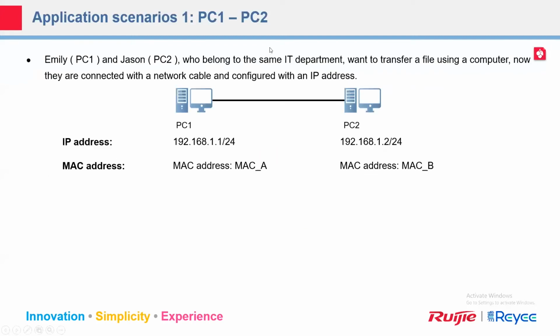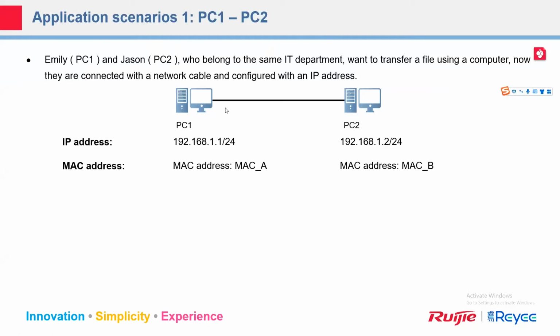For example, a very simple scenario. Now I have PC1, and my colleague Jason also has a PC2. We belong to the same department, the IT department. Now we want to transfer a file between the two computers, and we have already connected them with a cable and given them IP addresses and MAC addresses, right? So let's see the process.